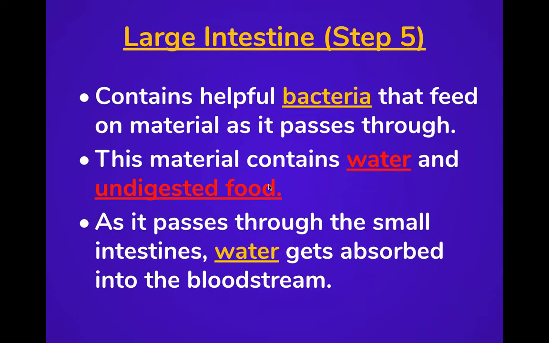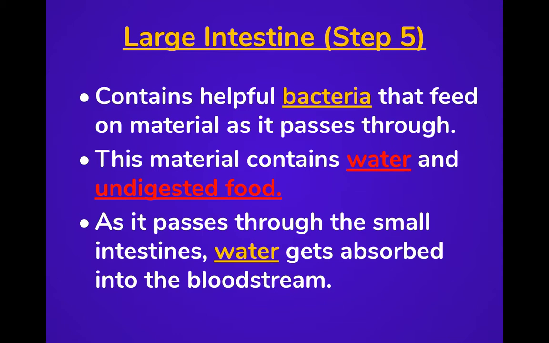Okay, we had the mouth as step 1, the esophagus is step 2, stomach is step 3, small intestines is step 4, and then step 5 would be your large intestines. The large intestines contains helpful bacteria that feed on material as it passes through. This material contains water, and it contains undigested food. Remember we said when the food material leaves the stomach, it goes into the small intestines. In the small intestines, it absorbs the nutrients. So what's left is the water and the undigested food.